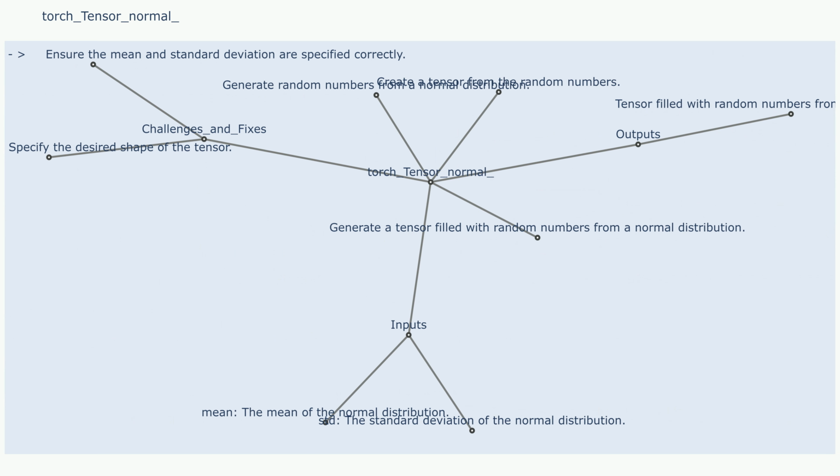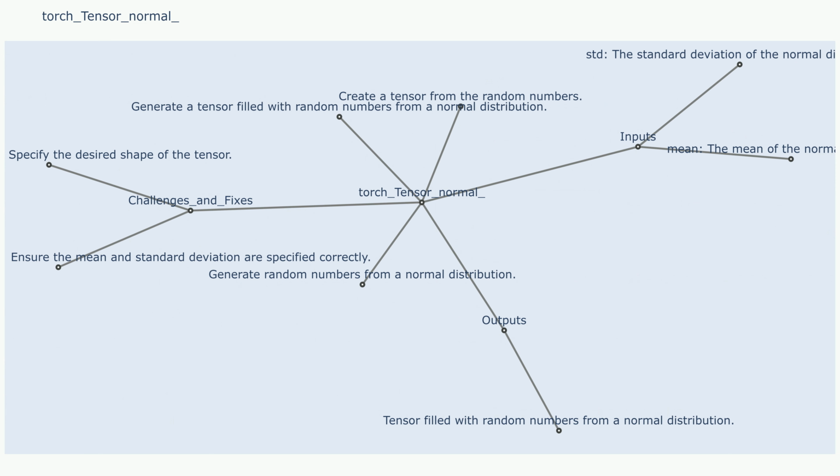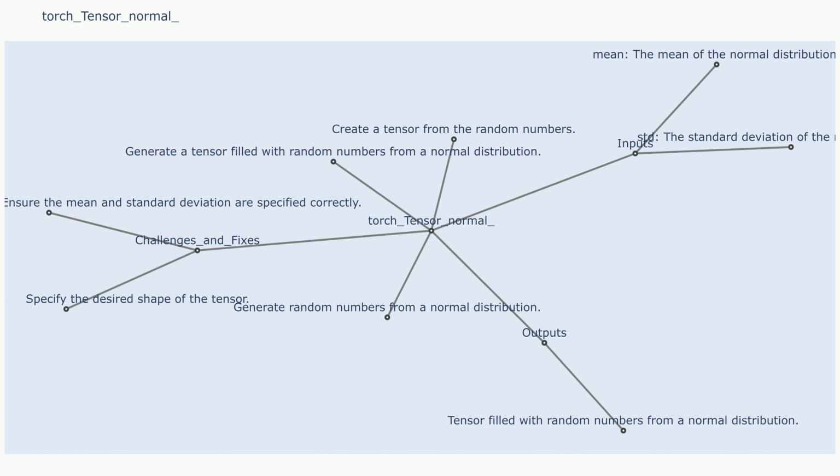Challenges and fixes. Challenge 1: input tensor shape mismatch. If the input tensor's shape does not match the shape of the mean or standard deviation tensors, or if they are not broadcastable, a runtime error will occur. Sample use case that resulted in challenge 1.